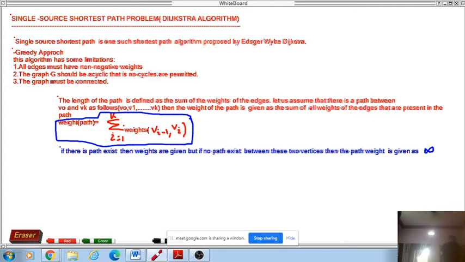Informally, the single source shortest path problem can be written as follows: first, we take a directed graph and from a distance matrix we have to find the distances. Let me erase this and draw a graph, and I will solve the single source shortest path problem on it using the algorithm.